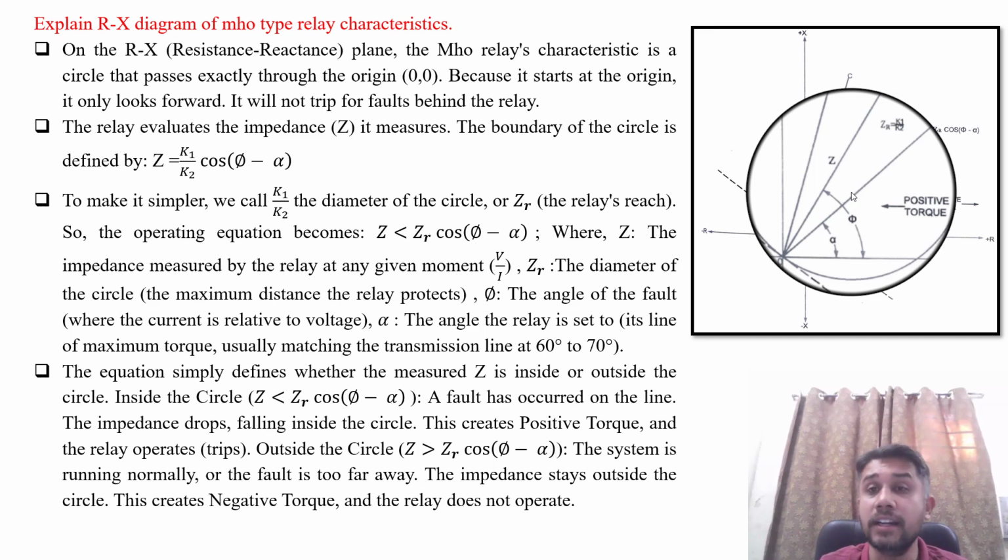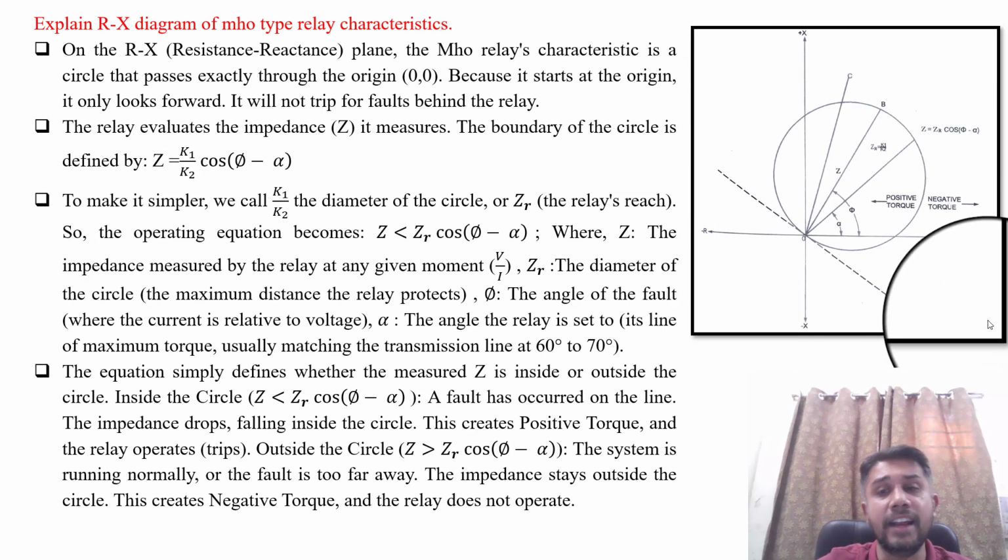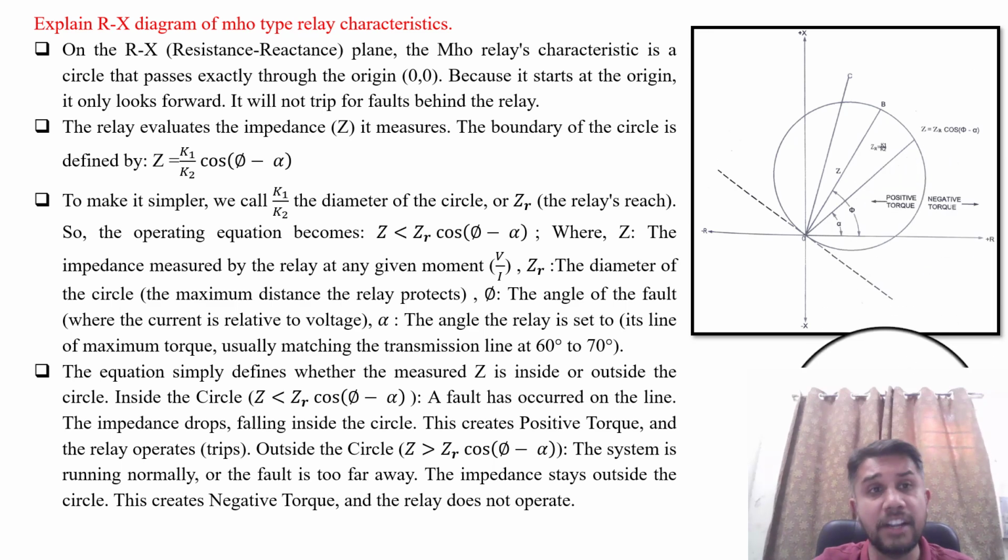Now outside the circle, that is, Z is greater than ZR cos phi minus alpha. So the system is running normally, or the fault is too far away from the relaying zone. The impedance stays outside the circle. This creates the negative torque region, and the relay does not operate for this type of fault. So this is the Rx diagram and its interpretation for the Mho type relay characteristic.